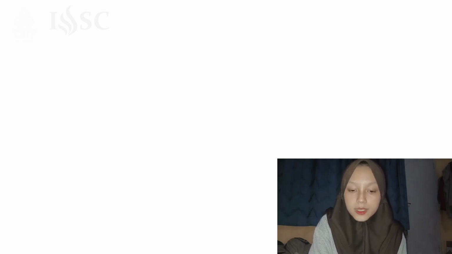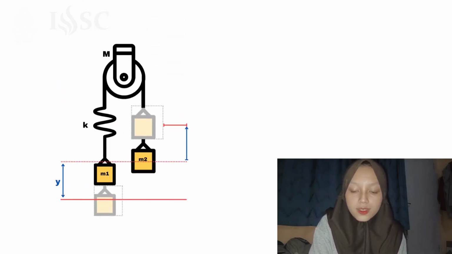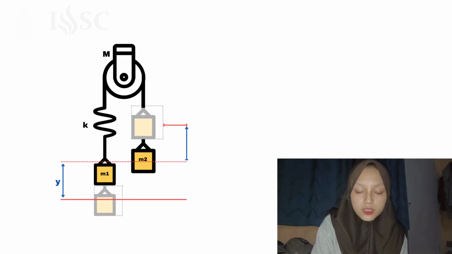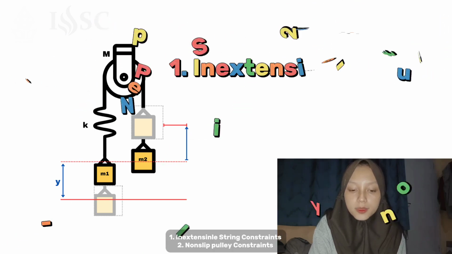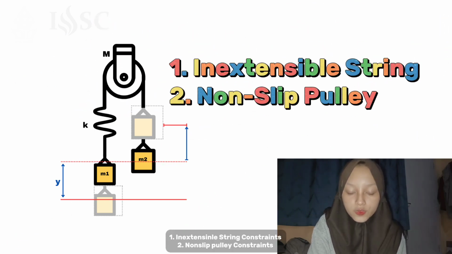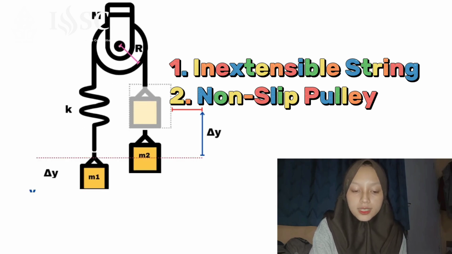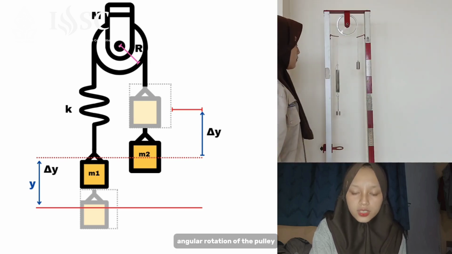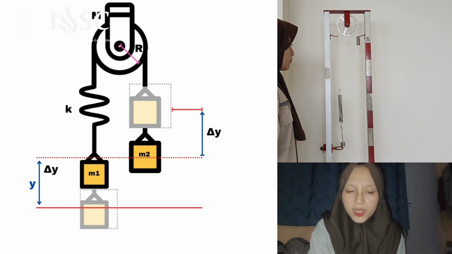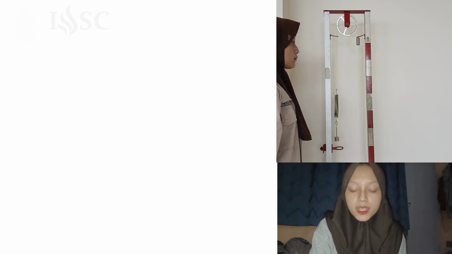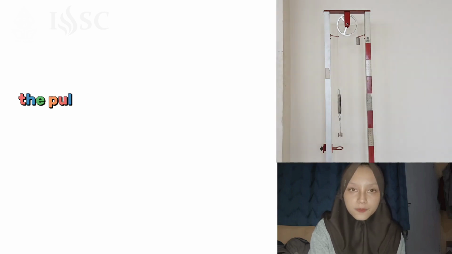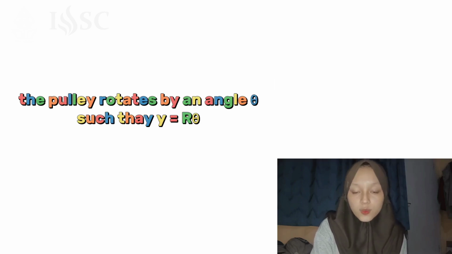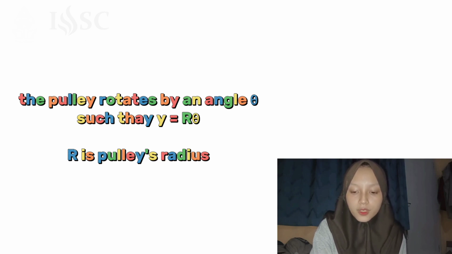Constraints are conditions that limit the independent movement of parts within a system. For our setup, we have a few key constraints. 1. Inextensible string constraint, and 2. Non-slip pulley constraint. This directly links the linear motion of masses to the angular rotation of the pulley. If M1 moves down by y, the pulley rotates by an angle, let's say theta, such that y is equal to r theta, where r is the pulley's radius. So let's move on.